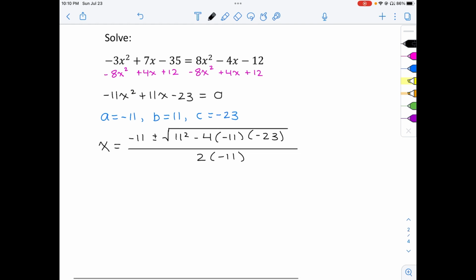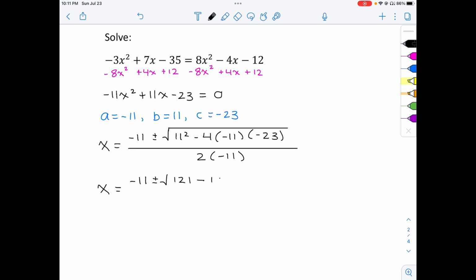Okay, so now I am evaluating using BEDMAS, so this is still going to be -11 plus or minus 11 squared is 121 minus 4 times -11 times -23 gives me positive 1,012. Okay, so there I don't need to write it in a bracket like this. I'm subtracting like that. Okay, and then on the bottom I am multiplying 2 by -11, which gives me -22.